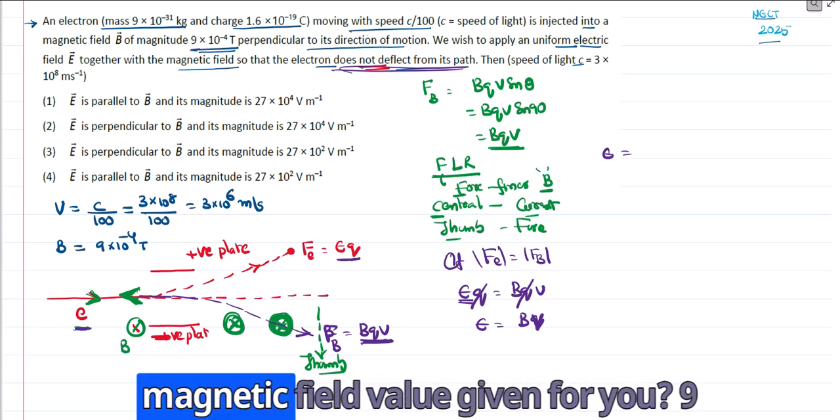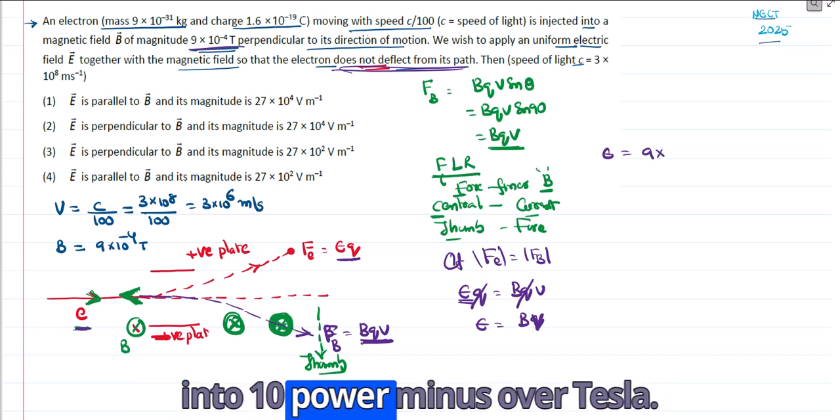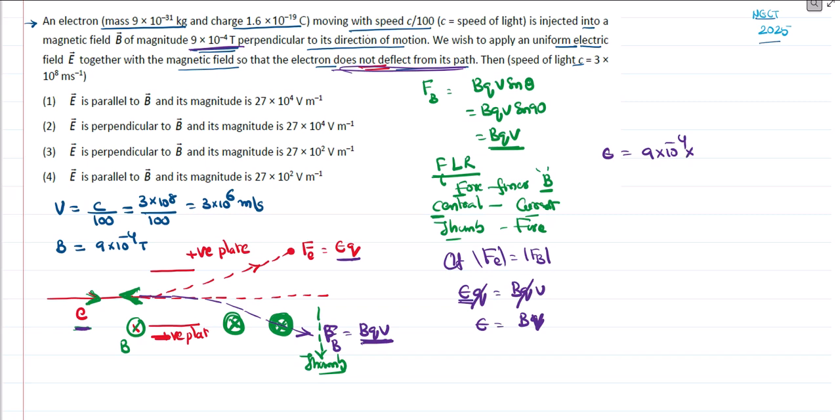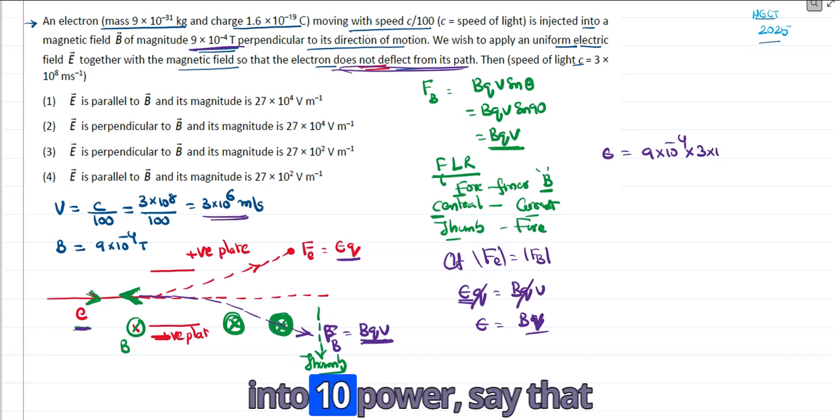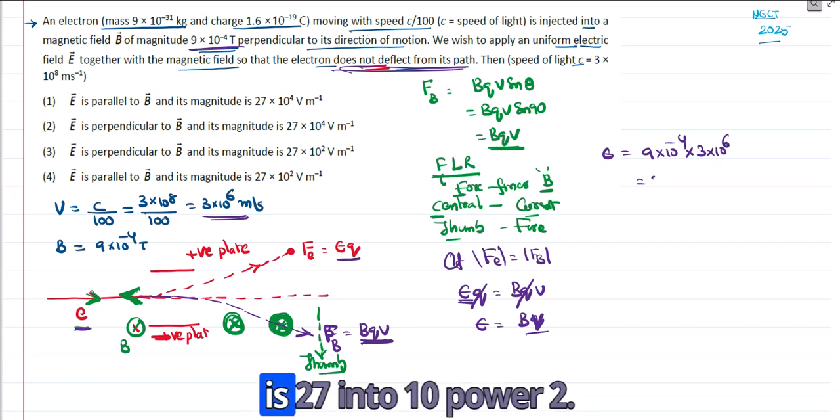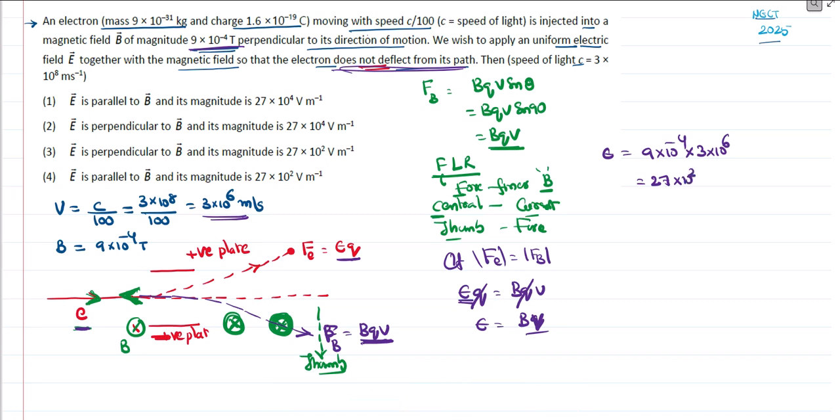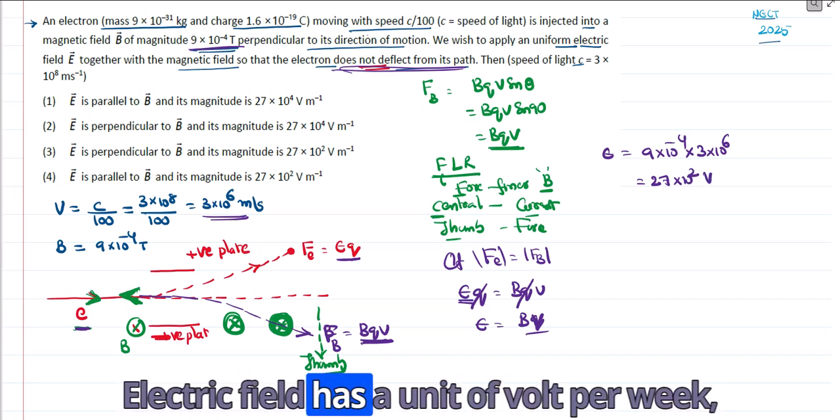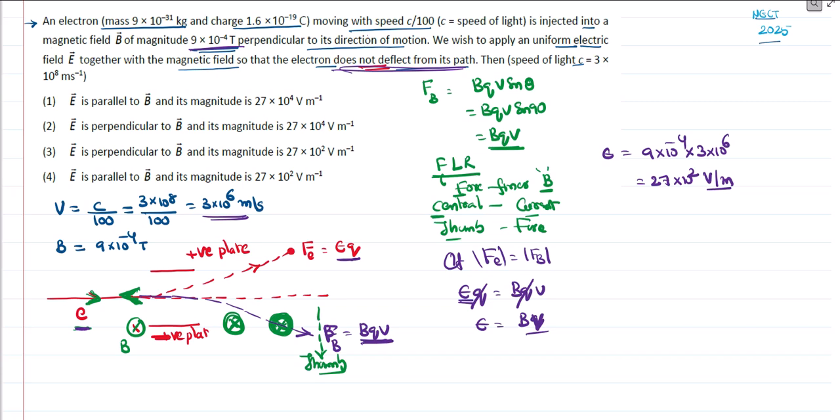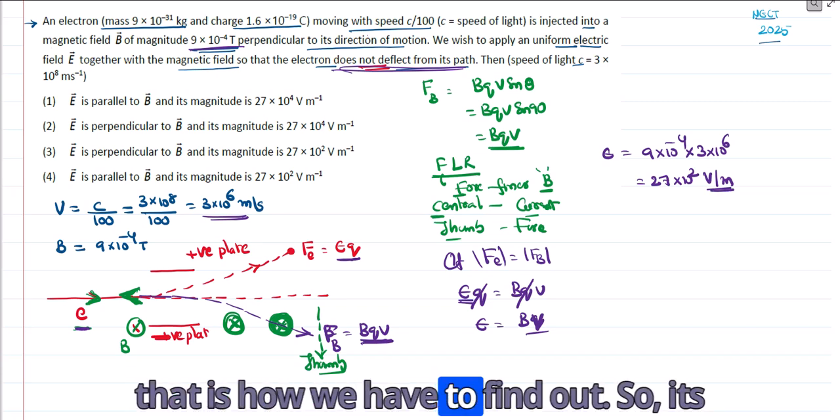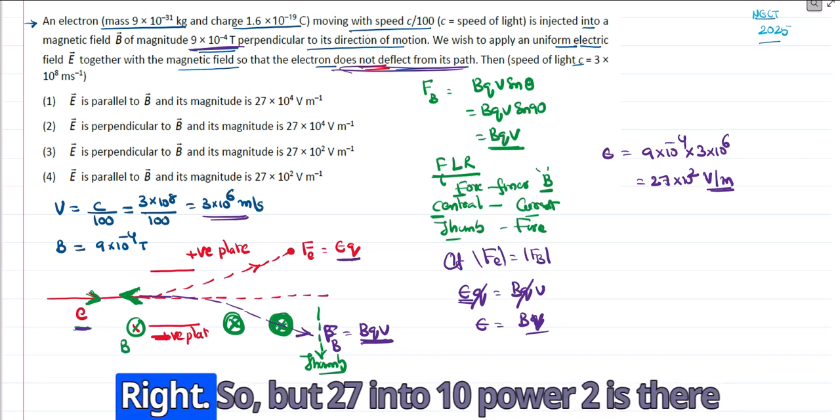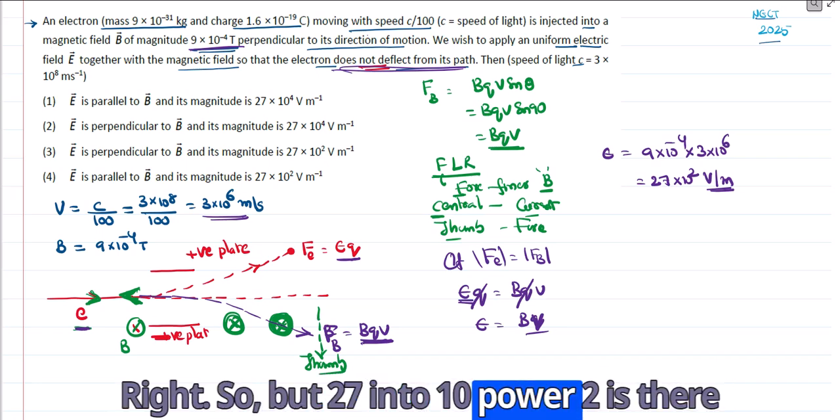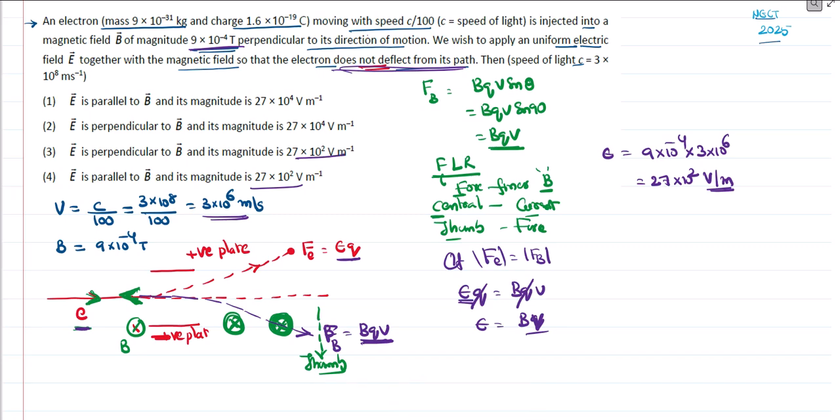What is the magnetic field value given? 9 into 10 power minus 4 Tesla. V is C by 100, that is 3 into 10 power 6. So the product is 27 into 10 power 2. Electric field has a unit of volt per meter. So its value has to be 27 into 10 power 2. But 27 into 10 power 2 is there in both places.